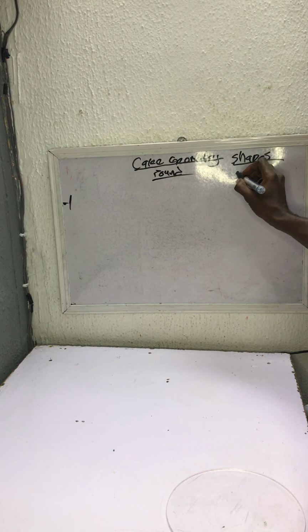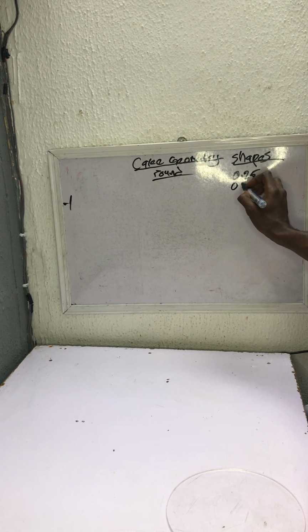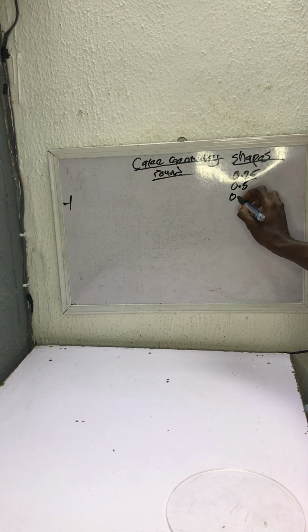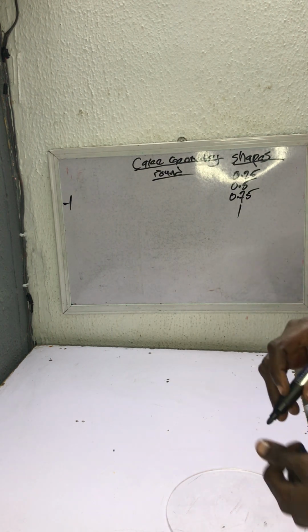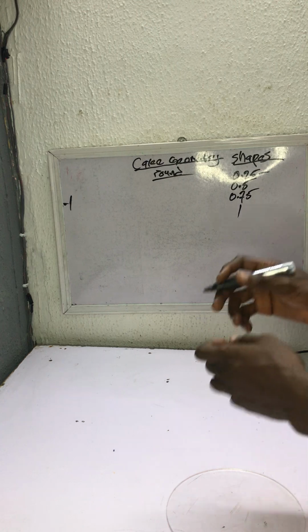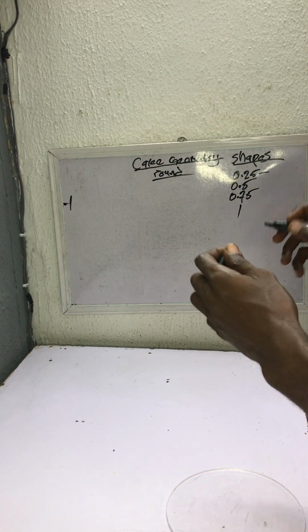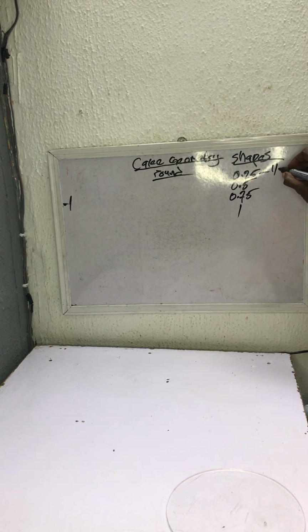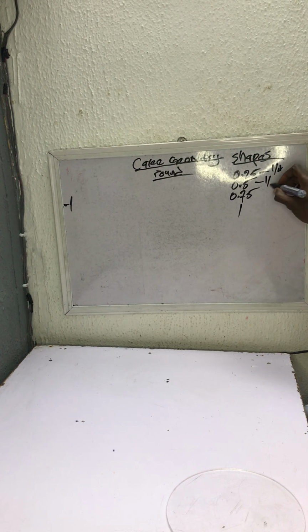Before one, we have 0.25, we have 0.5, we have 0.75, we have one. Let me give it to you in a way you understand. I'm going to explain it in a very simple way. Now we can call this 1/4. You can call this half. You can call this 3/4. And this is one. You get it now?